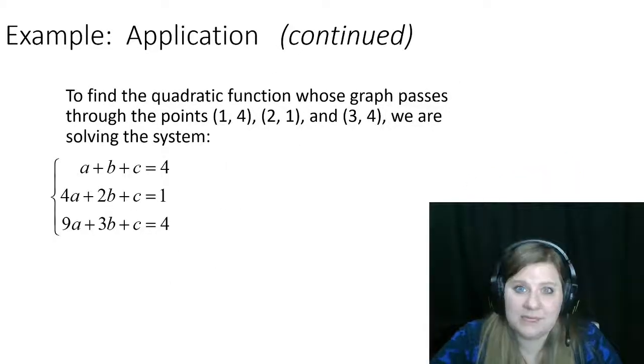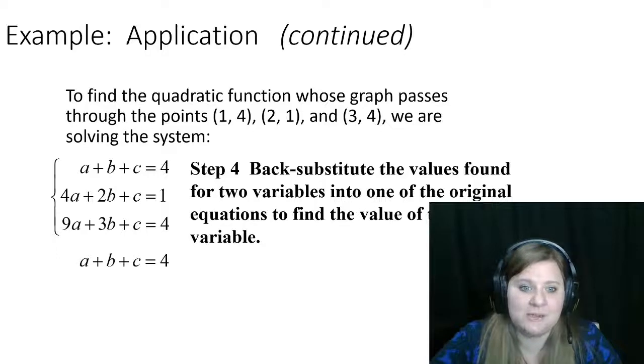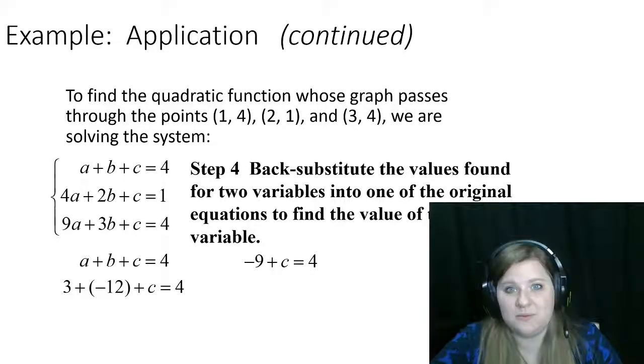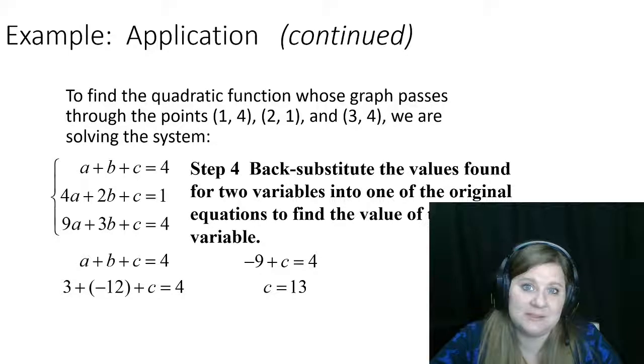Now, to solve for c, I used the first equation because I thought that was easiest. So I plugged in 3 for my a and -12 for my b. That gave me -9 plus c equals 4, and I added 9 to both sides. That gave me c equals 13.